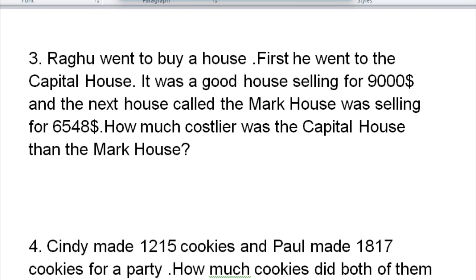3. Raghu went to buy a house. First, he went to the Capital House. It was a good house, selling for $9,000. And the next house, called the Mark House, was selling for $6,548. How much costlier was the Capital House than the Mark House?